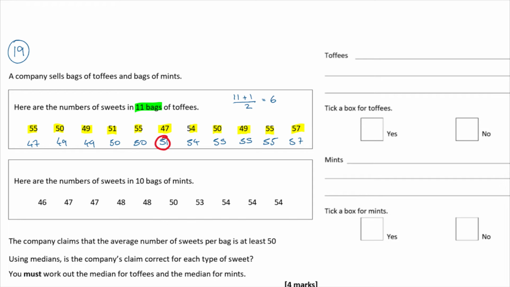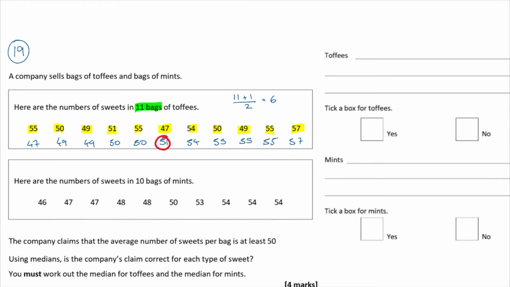Then for the mince, I'm going to do the same thing. I'm just going to scan through looking for the smallest one first. Smallest is 46, so that's going to go on the left. Then I've got some 47s. How many of those do I have? 1, 2. Actually, I'm not going to bother writing them out, because I've just noticed that these are already in the right order.